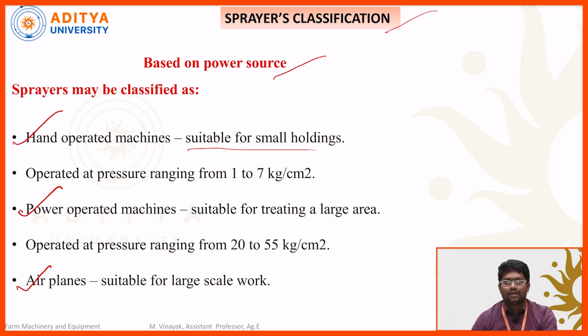The operating pressure of the hand operated sprayer ranges from 1 to 7 kg per centimeter square, and the power operated sprayer is suitable for large areas. The operating pressure of the power operated sprayer ranges from 20 to 55 kg per centimeter square. Aeroplane sprayer is nothing but the drone sprayer. Nowadays, most farmers are using the drone sprayer to cover large areas of field. So, that one is the aeroplane sprayer.